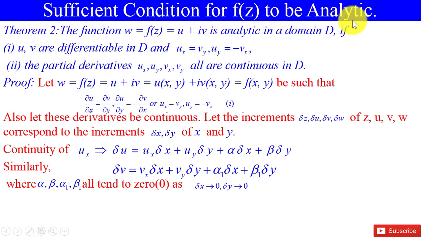Sufficient condition for f(z) to be analytic. This is Theorem 2. The function w = f(z) = u + iv is analytic in a domain D if u and v are differentiable in D and u_x = v_y, u_y = -v_x, that is, f satisfies the CR conditions, and the partial derivatives u_x, u_y, v_x, v_y are all continuous in D. If any function satisfies these two conditions, then this function must be analytic.